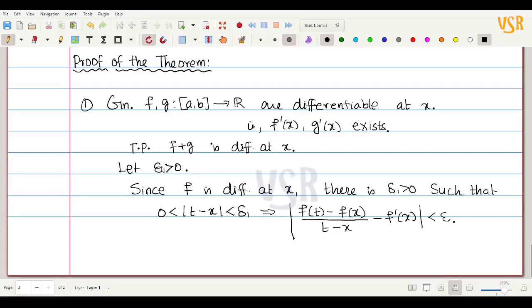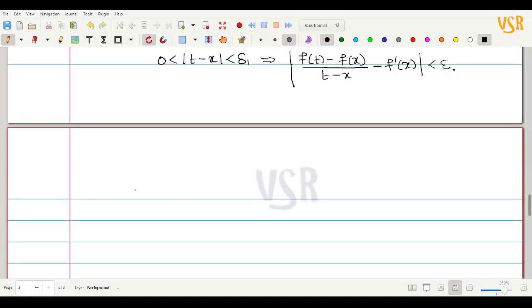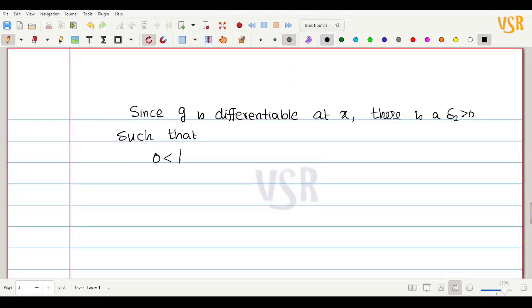Okay, so this is the first part, where I have used that f is differentiable at x. Now what am I going to use next? I am going to use that g is differentiable at x. In this place, put epsilon by 2 instead of epsilon, it doesn't matter. Since g is differentiable at x, there is a delta 2 positive such that 0 strictly less than modulus of t minus x less than delta 2 must imply that modulus of g of t minus g of x divided by t minus x minus g dash at x is less than epsilon by 2.